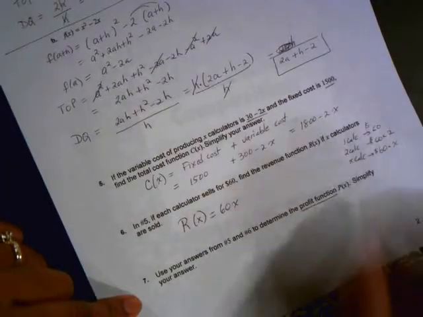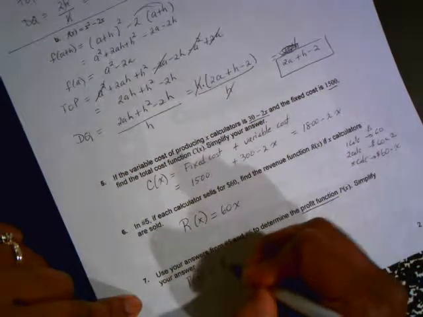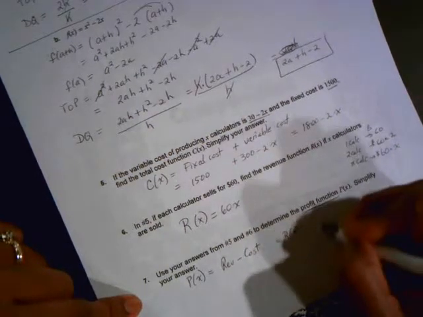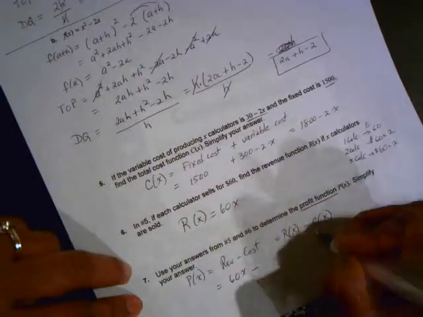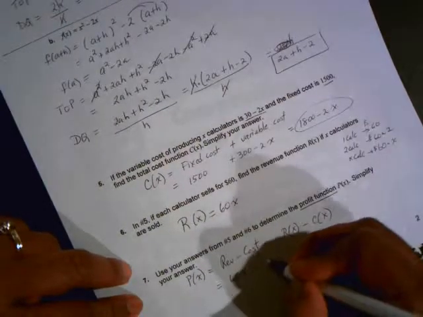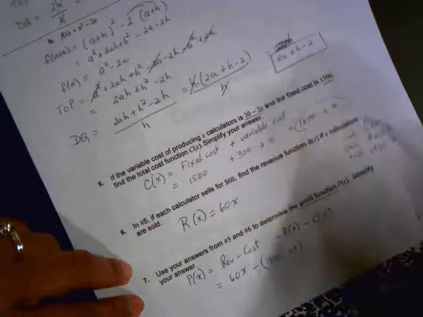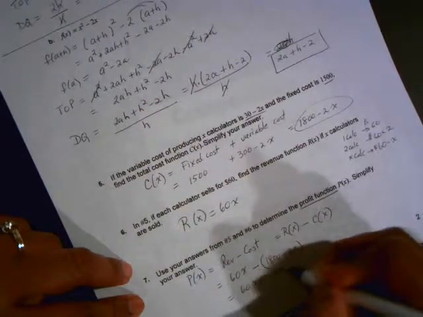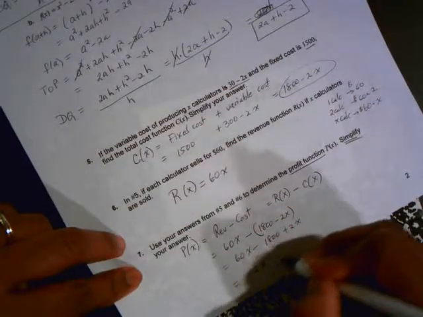Finally, the profit function. You may recall from economics that profit is revenue minus cost. So it's R of x minus C of x. R of x is 60x minus cost. Now cost has two terms, so either distribute the negative or put parentheses because it has two terms. Distribute the negative now, and it becomes a positive 2x. Simplify your answer, as I've said. So add those like terms: 62x minus 1,800.